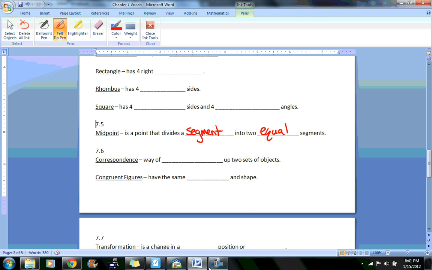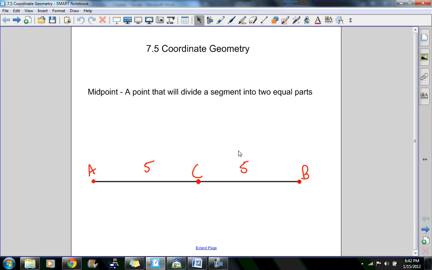So it takes a segment and splits it in half. If we're looking at the segment AB, it is split into two equal segments, and that is segment AC and segment CB. That's all this is saying. Segment AB is broken up into AC and CB. Alrighty?